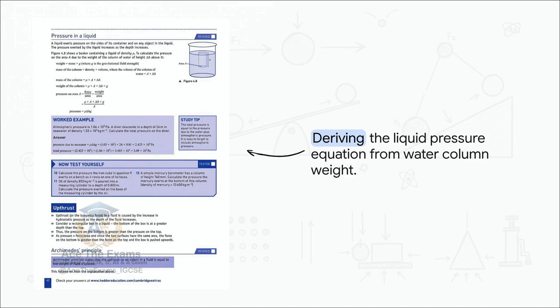You start with the absolute basics. The weight of the water column is equal to its mass times gravitational field strength, or W equals mg. Next, you substitute mass with density times volume, because mass is just how dense something is multiplied by how much space it takes up. Then you break volume down further. The volume of a cylinder is its cross-sectional area multiplied by its height. So the total weight equals density times area times height times gravity.